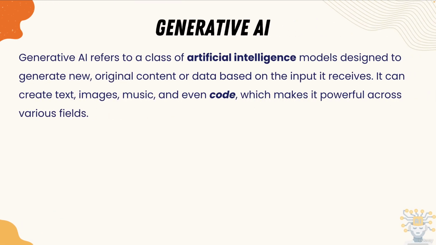So we have already discussed generative AI, which refers to a class of artificial intelligence model designed to generate new original content or data based on the input it receives. It creates text, images, music, or even code, which makes it powerful across various fields. It's all happening because of the power of generative AI, how it consumes all that data, processes it, stores it in the neural network, and then retrieves and predicts based on the input data which has been given to it. That is the power of generative AI.